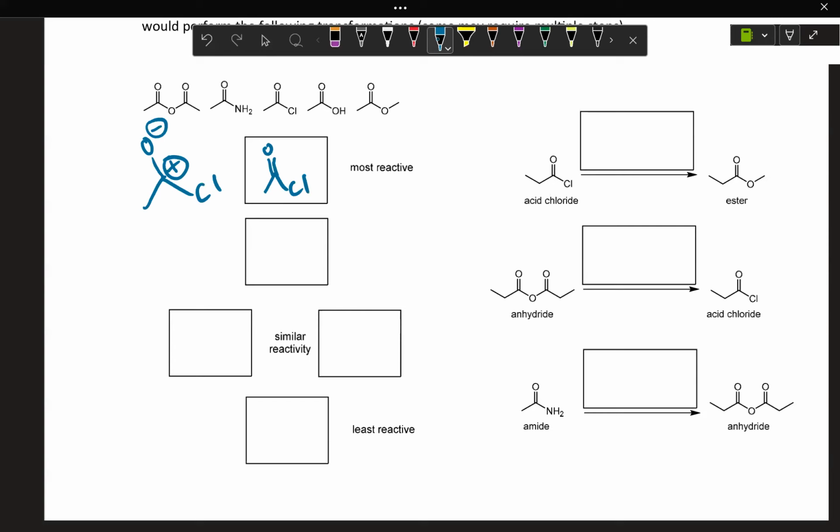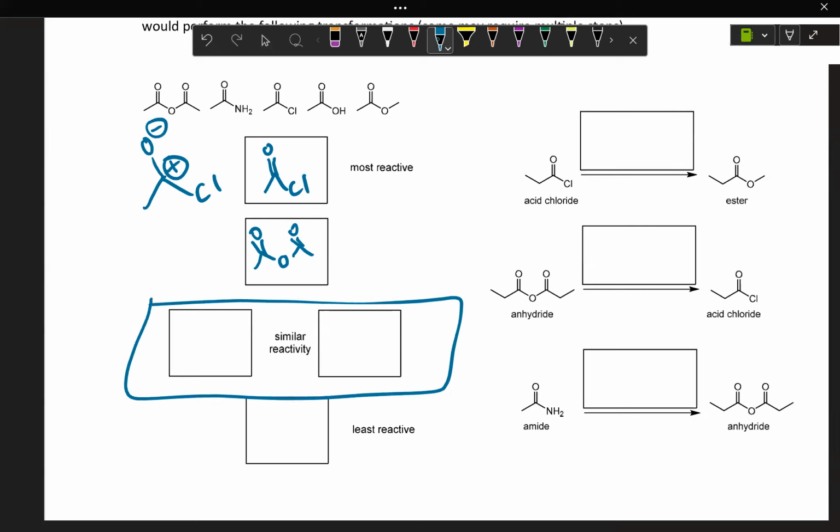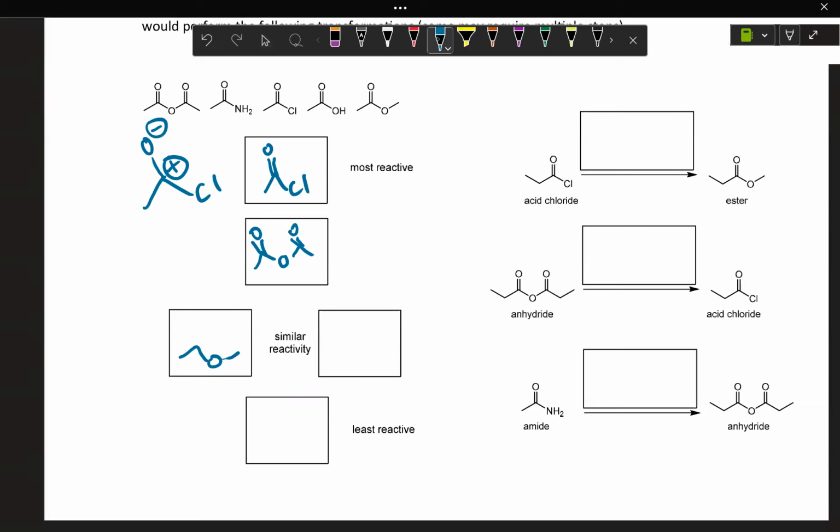After acid chloride, the next is the anhydride. So we'll draw in the anhydride. And then following the anhydride, we have two carboxylic acid derivatives that have pretty similar reactivity, so I grouped them equally. That is the ester and the carboxylic acid. And then the least reactive is the one remaining, which is the amide. Oop, come on, draw a better end. There we go. So that's the ladder, and we're going to use that on the right here.